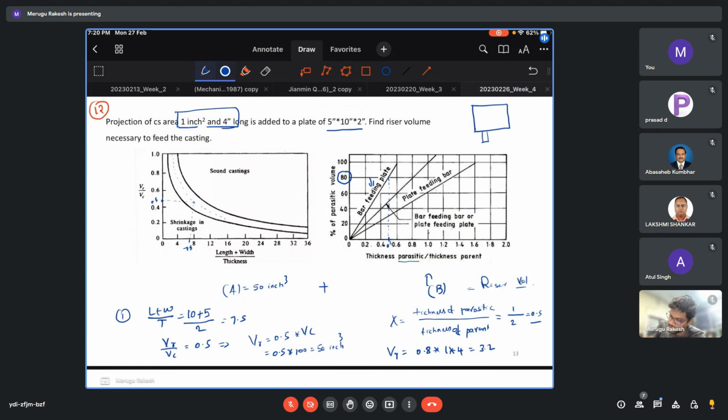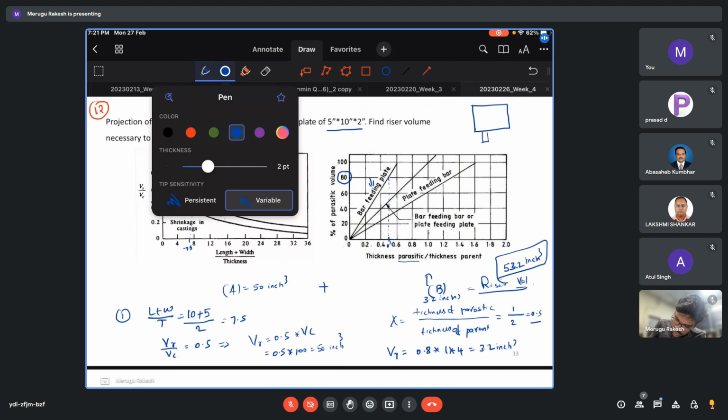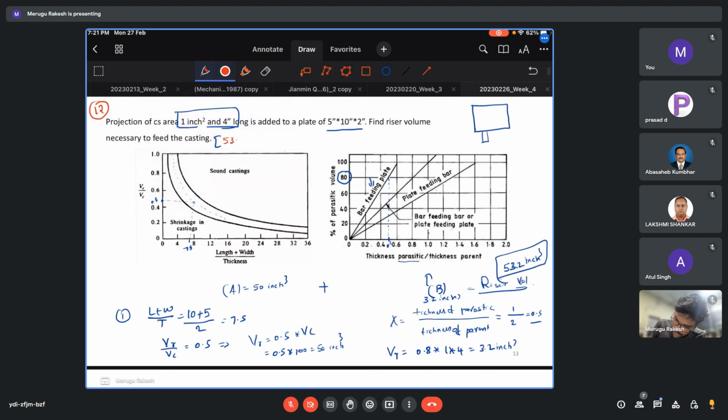3.2 inch cube. So the volume required to compensate these extensions is 3.2 cubic inches. So the total volume of the riser will be 50 plus 3.2, that is 53.2 inch cube. So the final answer is 53.2 inch cube.